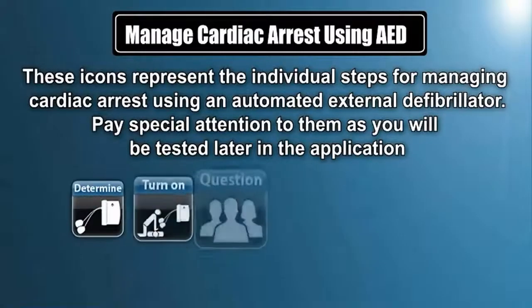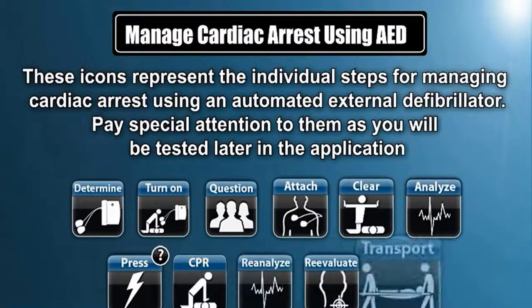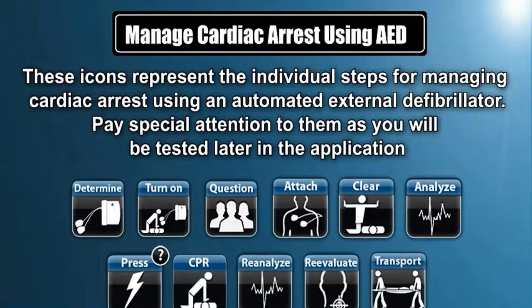These icons represent the individual steps for managing cardiac arrest using an automated external defibrillator. Pay special attention to them.